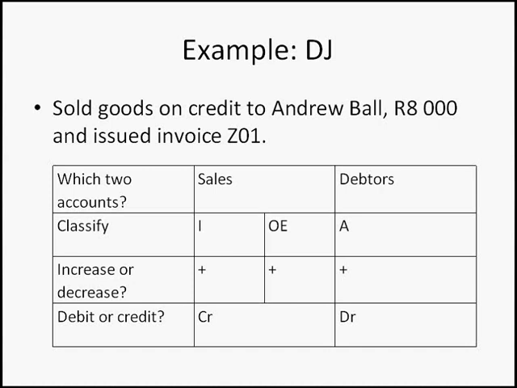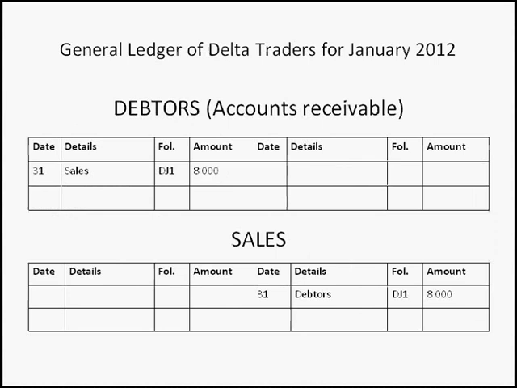Sales is an income, and an income that's increasing because I've sold more goods, and an income increases on the credit side. So I've got one debit and one credit, and I know that I'm correct. What will the ledger look like? It will look as follows.